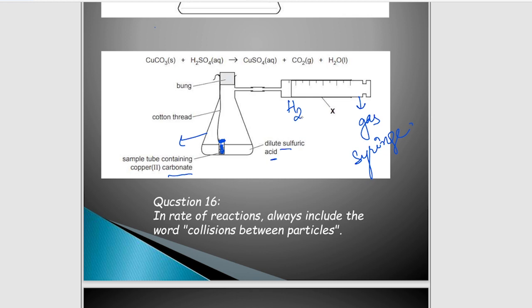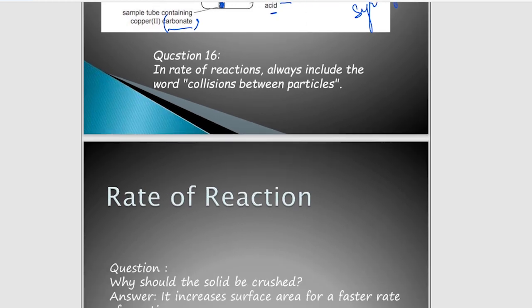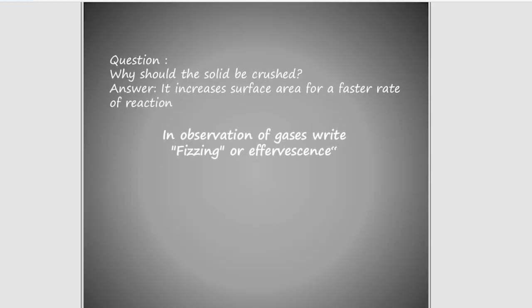Hydrogen gas will be produced when, no, carbon dioxide gas will be produced because carbonate is there. So here carbon dioxide gas will be prepared in this reaction. This carbon dioxide gas will be collected in the gas syringe. So in rate of reaction, always include the words collision between particles. Whenever rate increases, collision between particles increases.